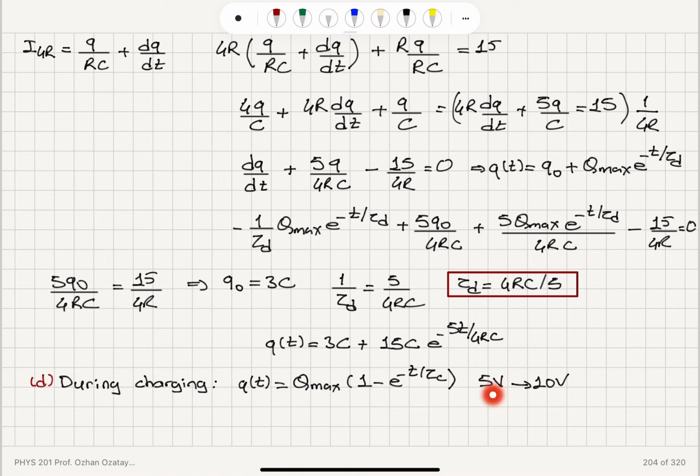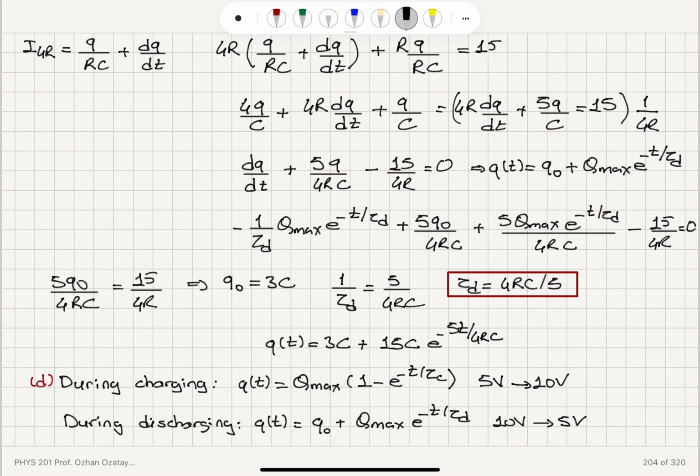But I will only operate between 5 volts and 10 volts output voltage. And what is the form of the solution for Q of t during discharging? I mentioned this in part C to calculate the time constant. The form of the solution is Q0 plus Qmax e to the minus t over the time constant for the discharging phase, and this equation will apply as I go from 10 volts to 5 volts.